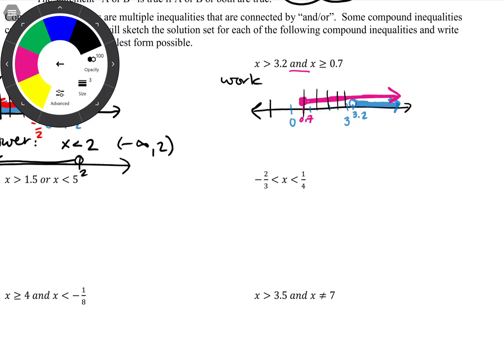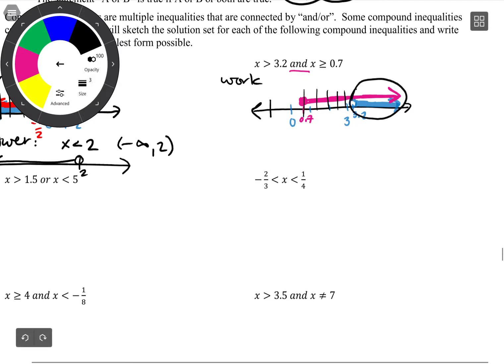And is the intersection. So we're looking for where the two statements overlap, which is going to be anywhere past 3.2. The two inequalities overlap if x is greater than 3.2. So this is my answer. This is the graph of my answer.